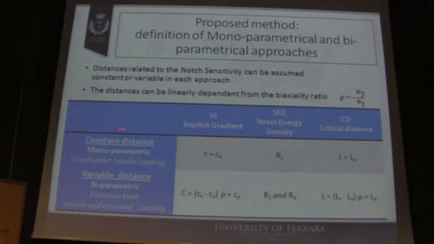So, we define in each approach a more monoparametric version where the distance is a constant, usually fitted under tensile, so calibrated under tensile loading, and a so-called variable distance or biparametric version of the same approach with the distance linearly dependent from, for instance, a biaxiality ratio, going from tensile to torsion loading, changing the value.